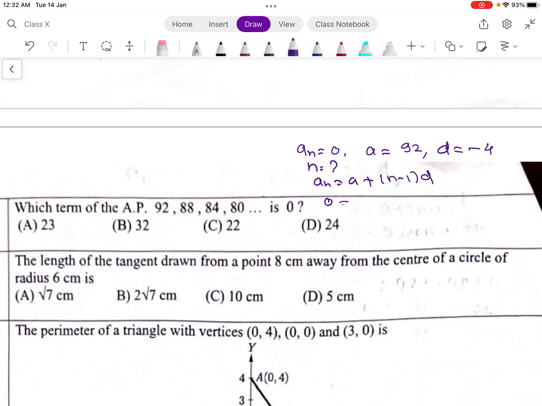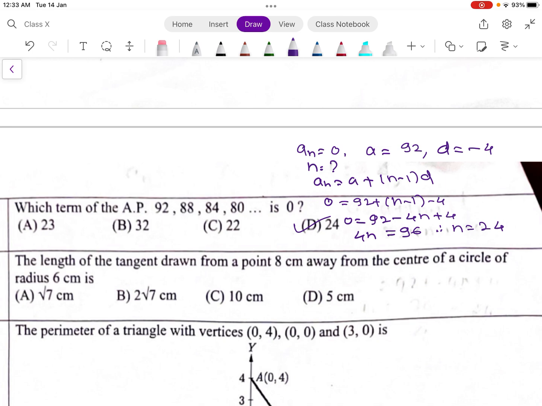So here we are going to take an equal to 0, a equals 92, (n minus 1) times minus 4. So simplifying this, we get 0 equals 92 minus 4n, and minus minus makes plus 4. So minus 4n will come to this side, so it will become plus 4n, and 92 plus 4 is 96. So therefore n equals 96 by 4, which is 24. Okay, so D is the correct option.